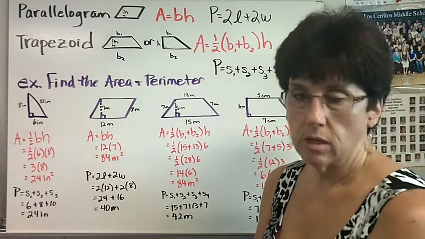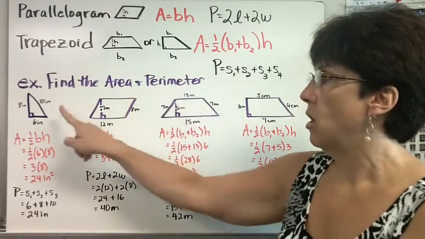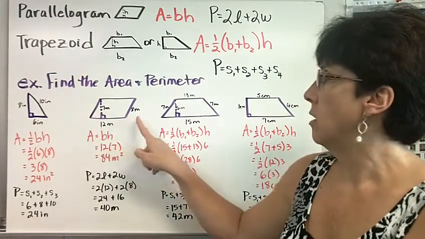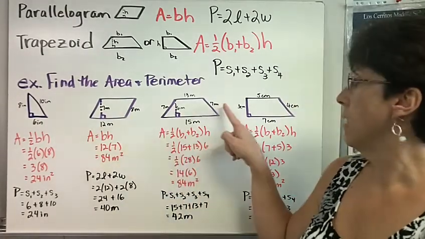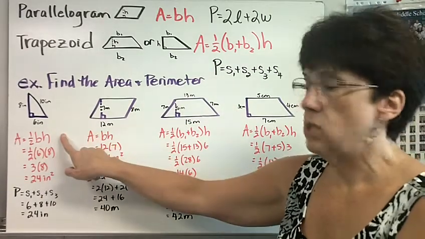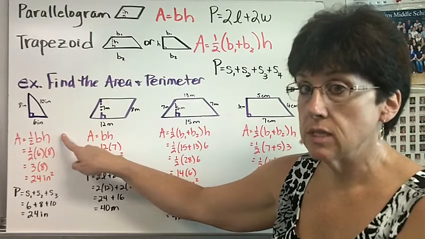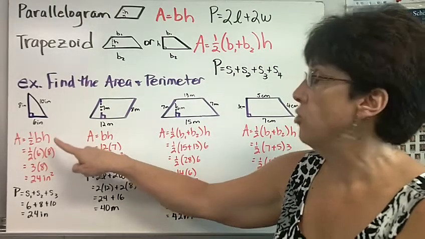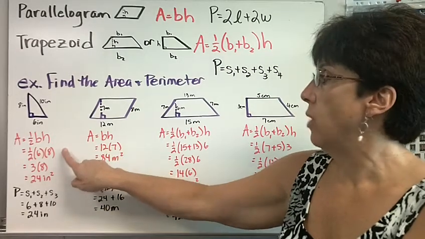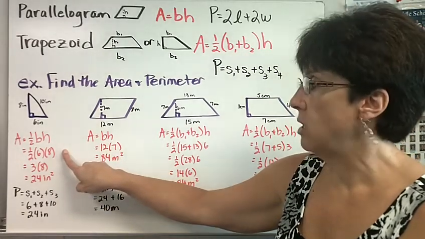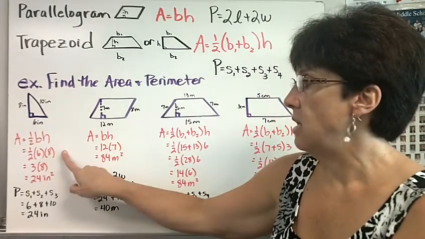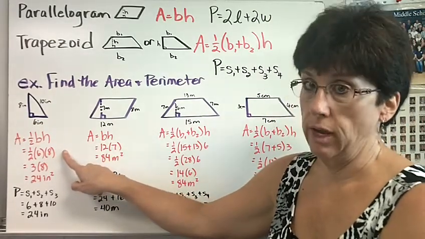Here are some examples on finding the area and perimeter. We're going to do a triangle, and this happens to be a right triangle, a parallelogram, and both trapezoids, okay? So this is how you need to write the formulas in here. You cannot just do it in your head. You have to write down the formula, area equals 1/2 base times height. You have to plug in the numbers, area equals 1/2, 6 times 8. And then from here, you could do it in your head, okay?